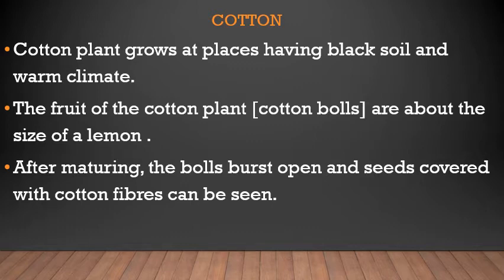Now, one state that you can name that has black soil and warm climate is Andhra Pradesh. A lot of cotton is grown there. The fruit of cotton plants, or the cotton balls, are about the size of a lemon. Now in the next slide you can see the picture of the cotton balls. It is almost the size of a lemon. After maturing, the balls burst open and the seeds covered with the cotton fibers can be seen.